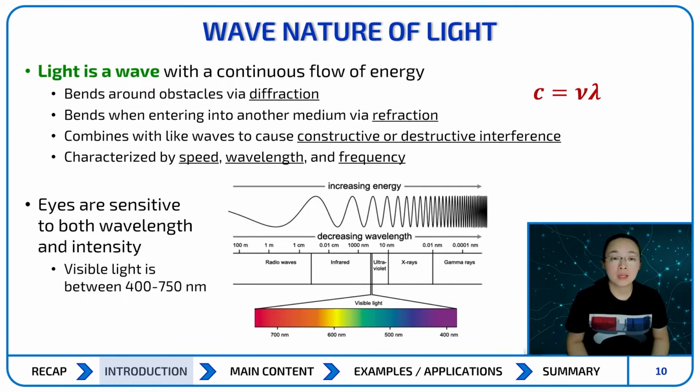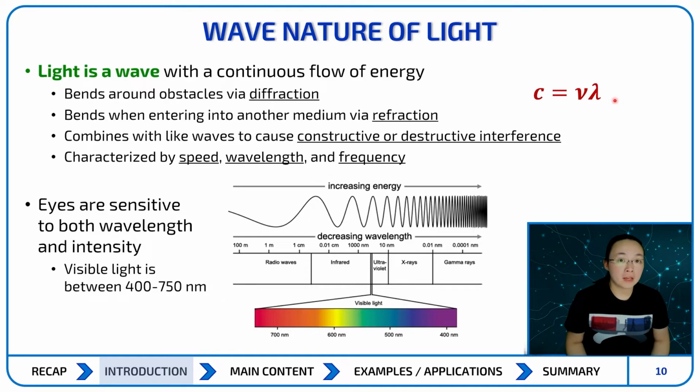And most importantly, how do we characterize light? Light is going to be characterized by speed, wavelength, and frequency. So this formula should be quite familiar already, similar to the wavelength equation, just rewritten so that it's c = vλ, where v is frequency, and c is just the speed of light. So we have the speed of light being equal to the frequency times lambda.